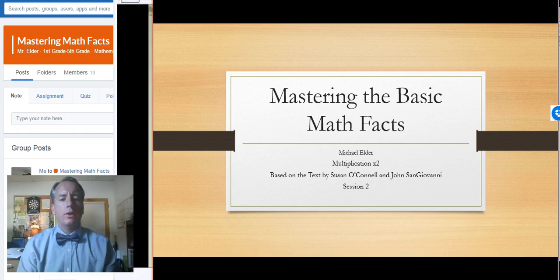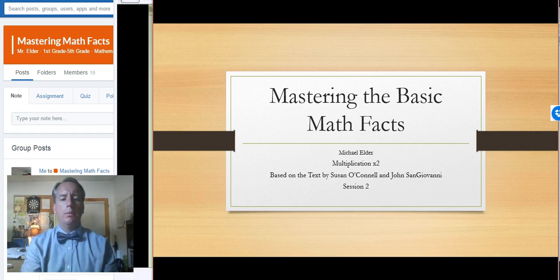This is our second session really focused on multiplication, and we move into times 2 and times 10. Originally I was going to put this together as one big video, but I'm going to separate them out just so it's a little easier for you to manage. So this section is going to be just on multiplying by 2, and then I'll post a second video on the second chapter that goes with this session this week. So let's jump right into it.